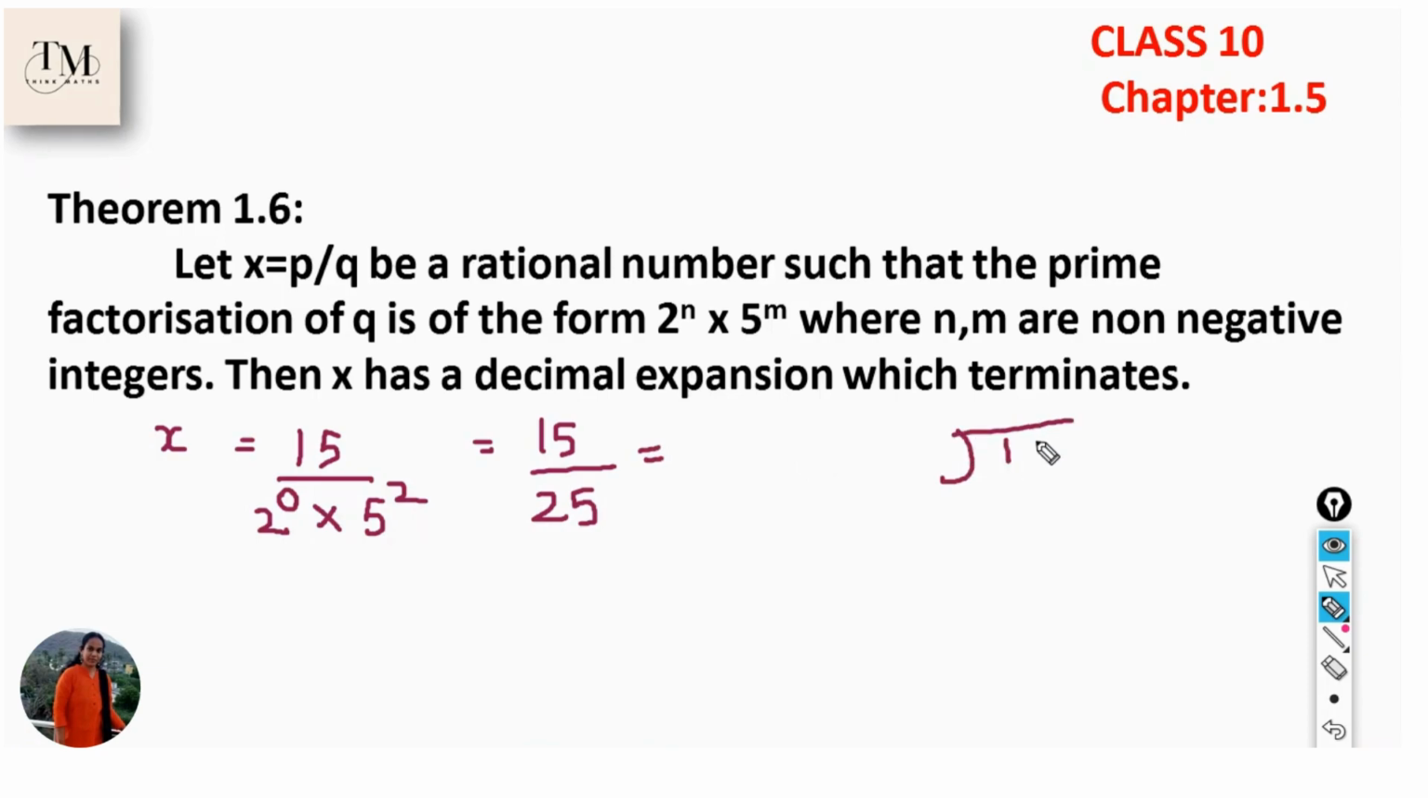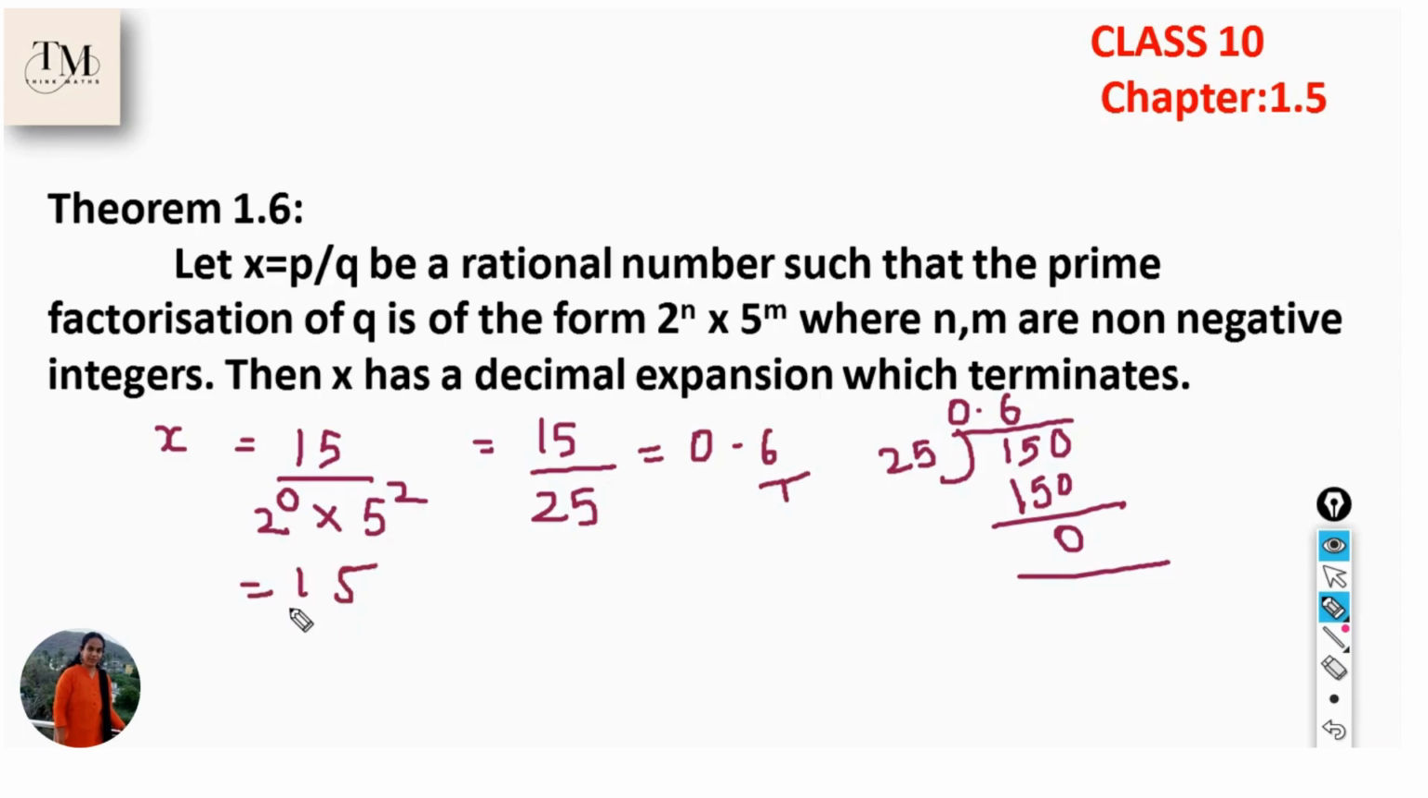Suppose I take 15 and divide by 25. 15 is not divisible by 25, so I add one 0 and a point in the quotient. How many times does it go? I think it goes 6 times. 6 5s are 30, balance 3, 2 6s are 12, 12 plus 3 is 15. So 150, and I get the remainder as 0, which is equal to 0.6. So it terminates.